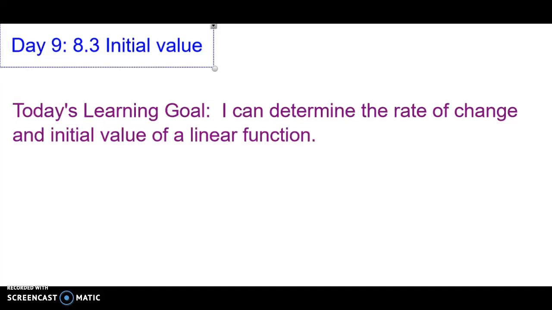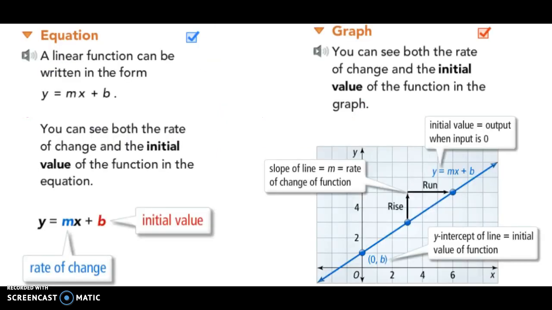So today we're going to talk about Day 9, 8.3 initial value. Today's learning goal: I can determine the rate of change and initial value of a linear function. A linear function can be written in the form y equals mx plus b. You can see both the rate of change and the initial value of the function in the equation.